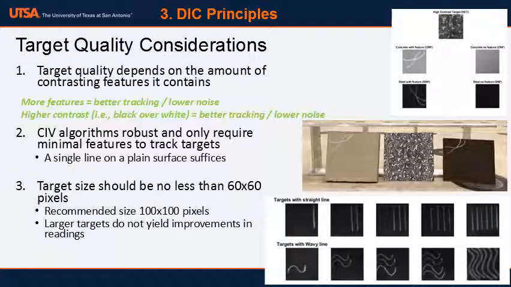A bit about target quality considerations. As I mentioned, targets are nothing more than cropped, smaller images from the main image. And the target quality really depends on the amount of contrasting features it contains. So you can have something that's very smooth like this, which is not a very good target, or something like a steel section that has no features at all. And then you have things like this that have a lot of features and a lot of contrast.